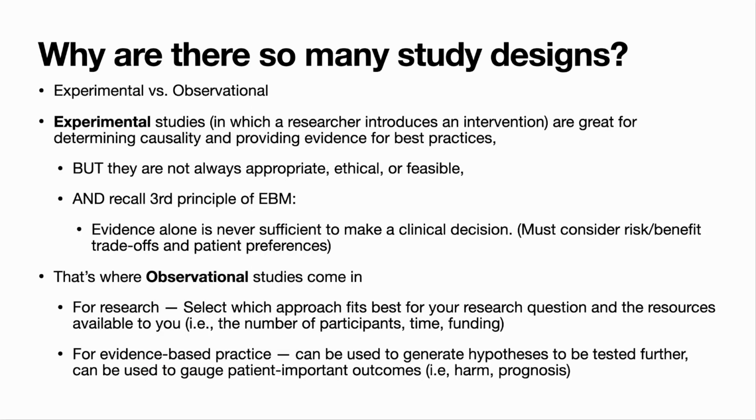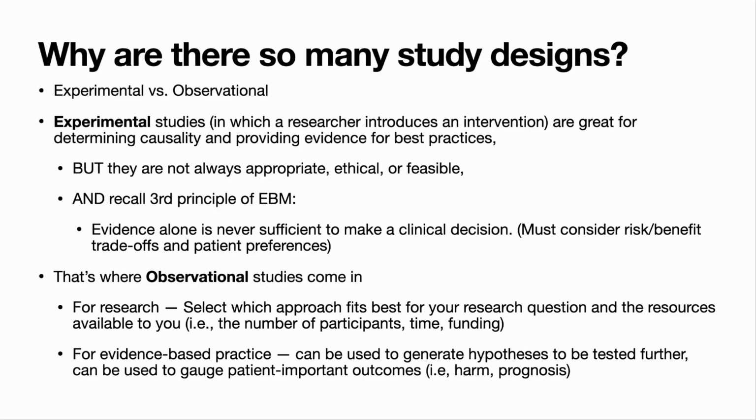So remember, we talked about this. Why are there so many study designs? So we talked about experimental studies. They're great for providing evidence for best practices, but they're not always appropriate, ethical, or feasible. That is where the observational studies come in, right? So for evidence-based practice, we can use these types of studies to gauge patient-important outcomes such as harm and prognosis.